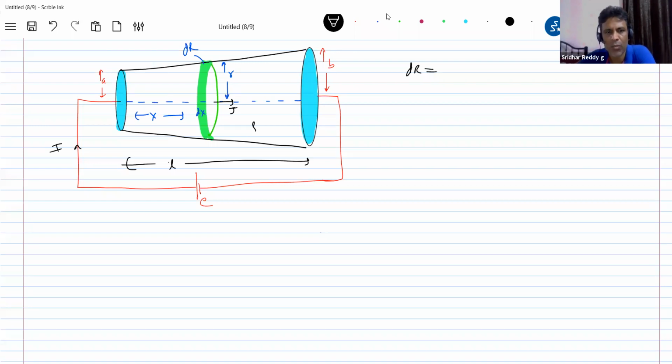So what is the resistance of this small element? dr should be equal to rho dx into area. Area of this is pi r square. We can't integrate directly, no? So I should bring the terms. So you look at this triangle: b minus a, b minus a, this will be, and this will be r minus a. This is x, this is theta.